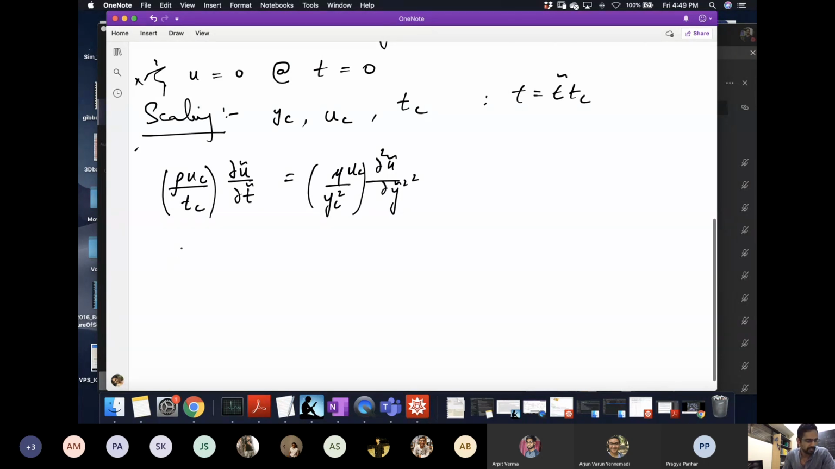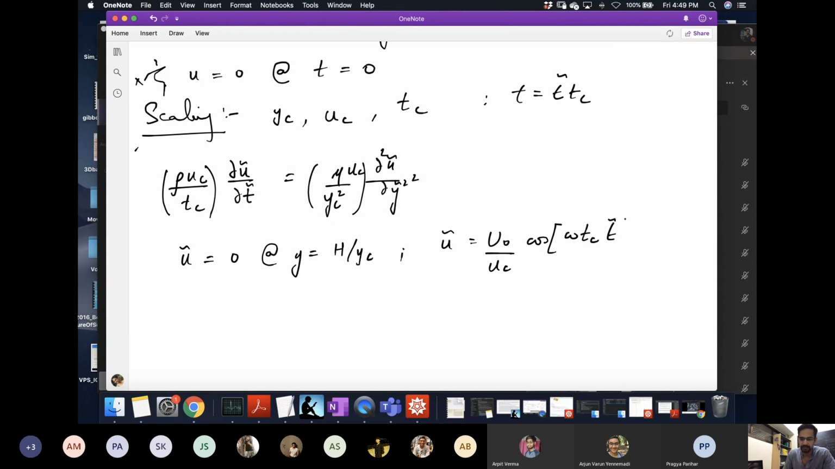So then we come down and then we look at the boundary conditions. So we say u tilde is equal to 0 at y tilde is equal to now h by y characteristic, right? And we have u tilde is equal to u naught by u characteristic cosine omega t characteristic times the non-dimensional time, right? This is at y tilde equal to 0. So those are our two boundary conditions. If you want, you can also include the initial condition, which is just u tilde equal to 0 at t tilde equal to 0. We'll come back to this initial condition later. Let's keep it aside for now.